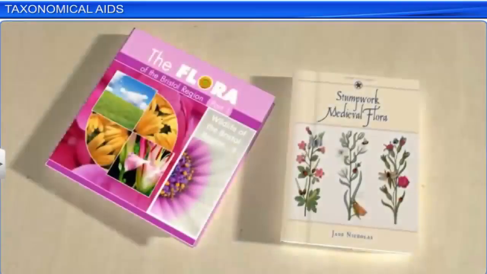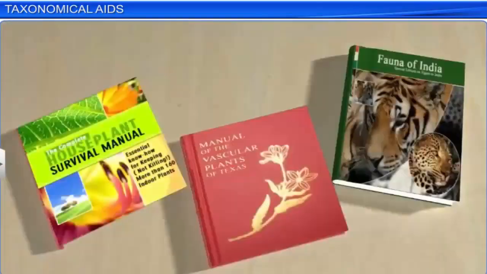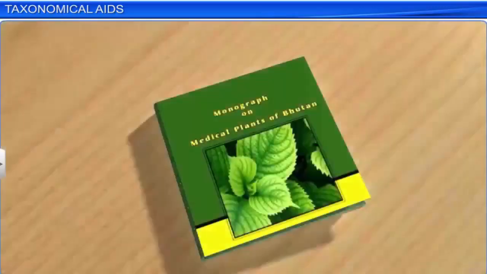A flora is a document that contains information about the plants of a particular country, region or time. Manuals provide information that helps in the identification of the names of plant and animal species found in a specific area. A monograph is a written account or description of a single taxon. It provides detailed information about a particular species and how it fits in with the overall taxonomy and classification.